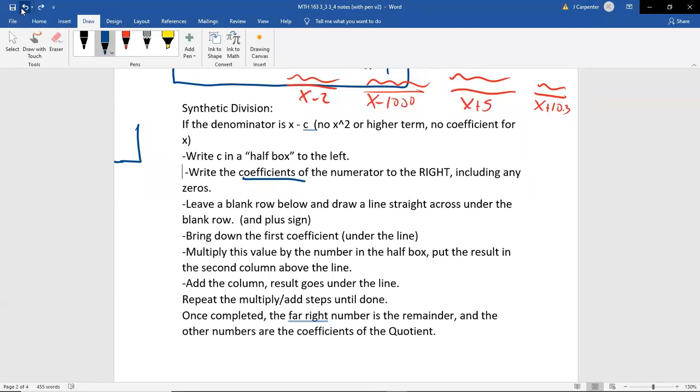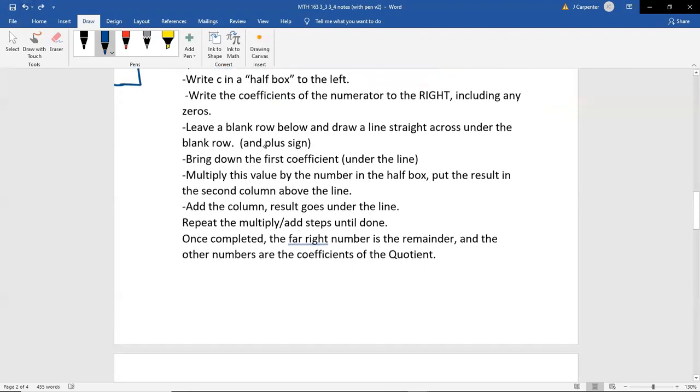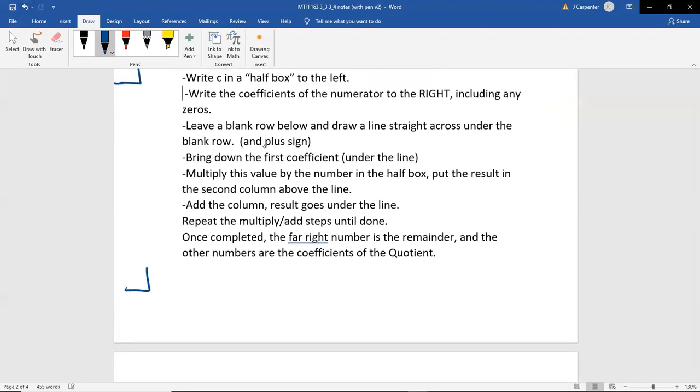Now, we're not changing the signs of those. This part is the only thing that actually changes signs: the C, the thing from the bottom. Then after that, you're going to leave a blank row below and draw a line straight across under the blank row. That's just like the adding or subtracting part from long division. So you're going to end up having some half box where your C is there, and you'll have your coefficients of the polynomial here.